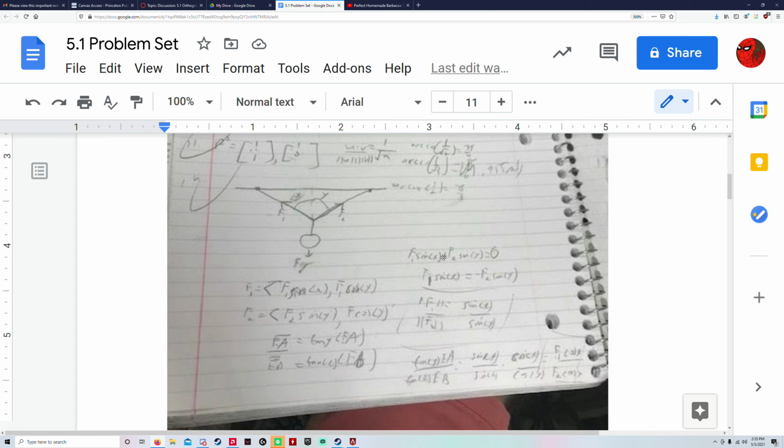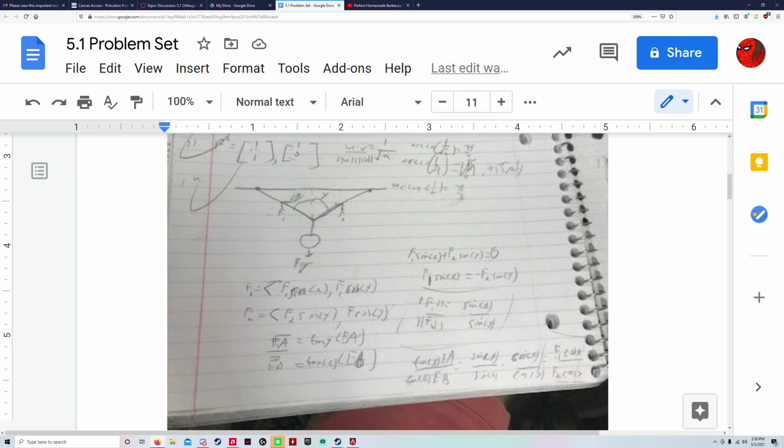So that means you can set them equal to each other, and you have that the ratio between F1 and F2 is sine X over sine Y. Then to find the ratio between EA and EB, you just have to more or less do the same thing, right?